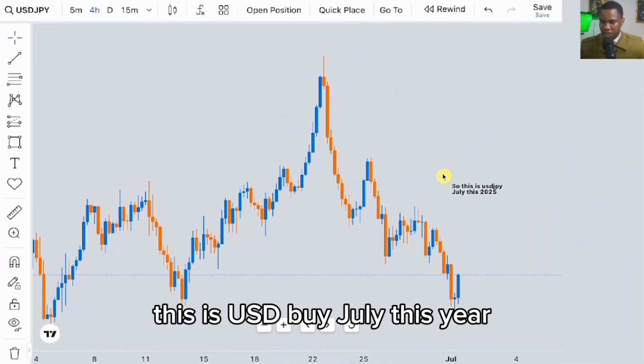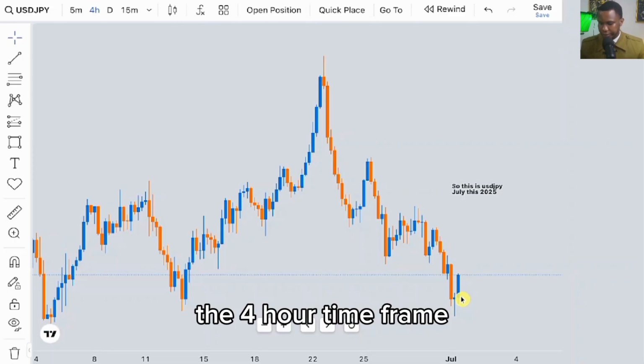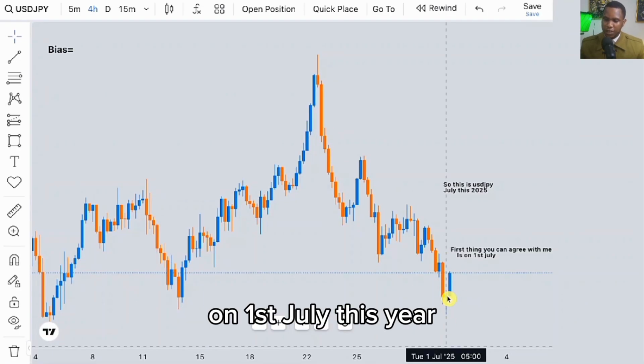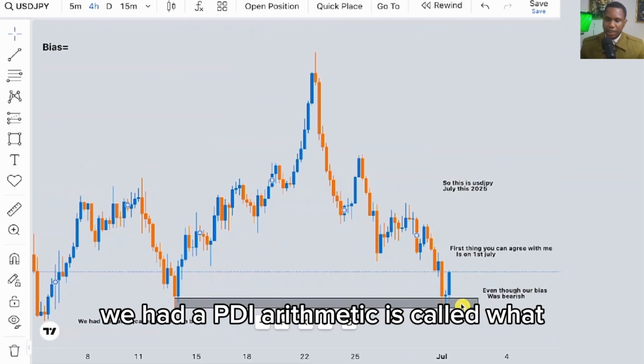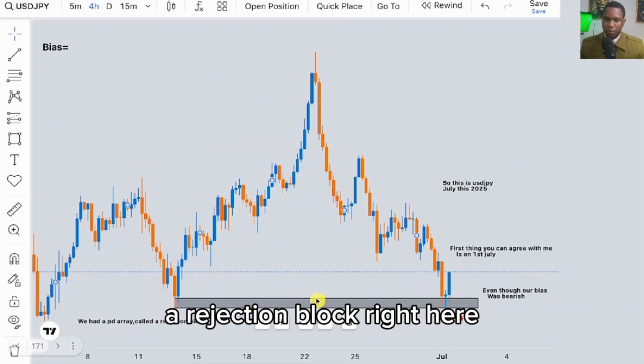This is USDJPY, the 4-hour time frame. First thing you can agree with me on, on 1st July this year, even though our bias was bearish, we had a PD array called a rejection block right here.